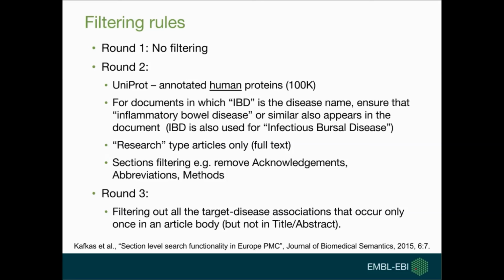We also screen articles according to their sections. We filter out some sections, for example, acknowledgement, abbreviation, and methods, due to the fact that they would introduce false positives to the results. In the third round, we filtered out all the target disease associations that occur only once in an article body, but not in article title or abstract, because the co-occurrences in article title or abstract would be the most confident co-occurrences.